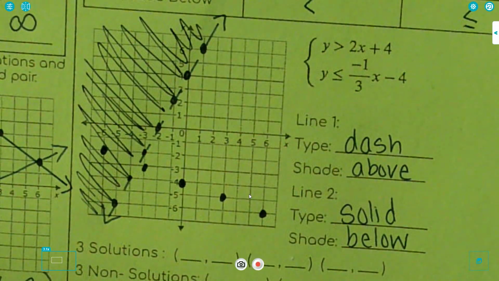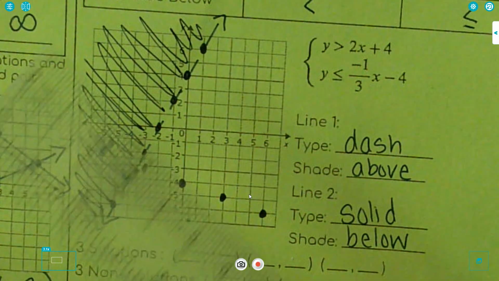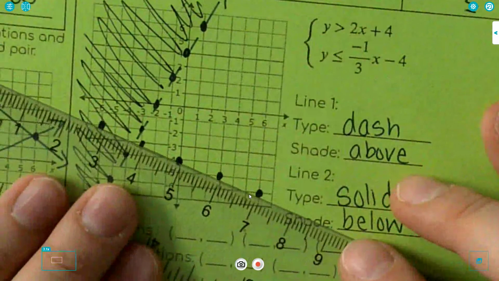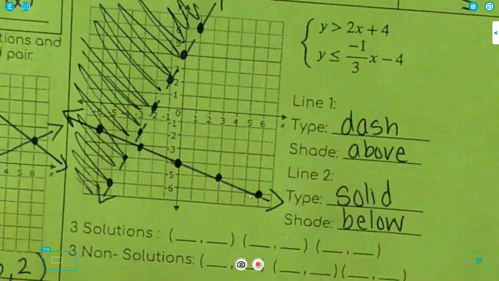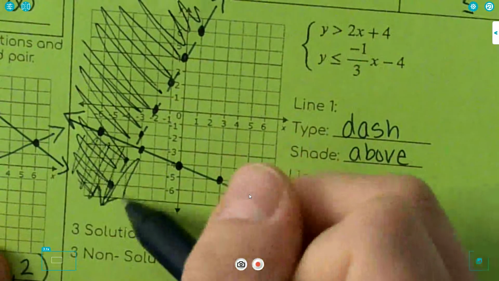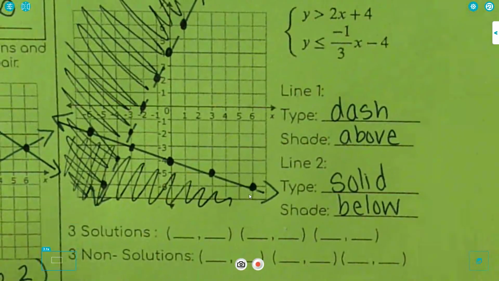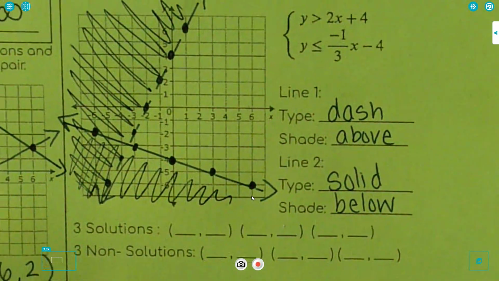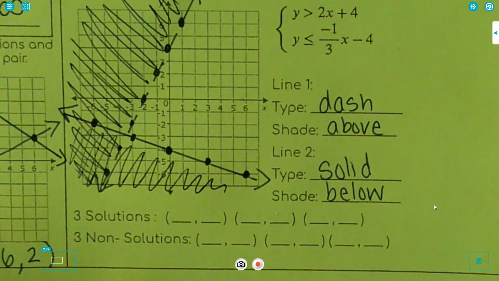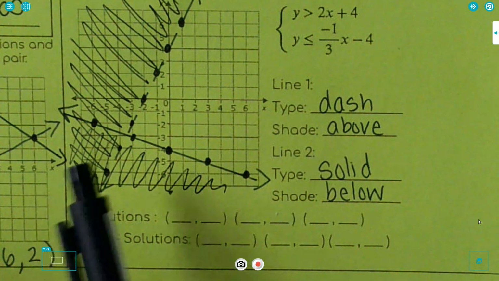Okay, that one needs to be a solid line, and we need to shade below it. So solid line, and below, so here. Wait, what area of the graph are my solutions in? Bottom corner, that double shaded area.